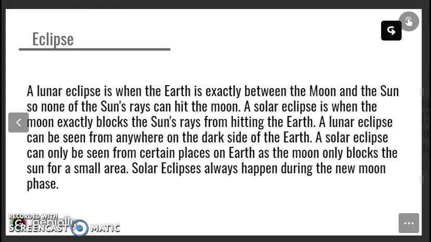A lunar eclipse can be seen from anywhere on the dark side of the Earth. A solar eclipse can only be seen from certain places on Earth as the Moon only blocks the Sun for a small area. Solar eclipses always happen during the new moon phase.